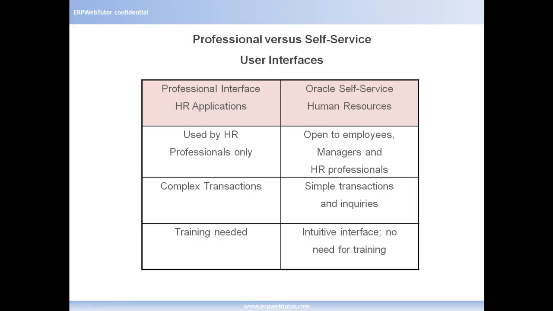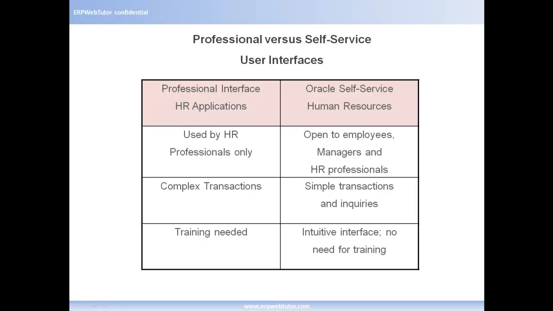Now, let's see. Of course, when you have self-service HR, you have your core HR, which is the professional interface HR applications, and then on the side you have Oracle self-service human resources. Now, the professional interface, of course, doesn't have any approval. It's entry and save, so it's mostly used by the HR professionals, whereas the self-service is open to employees, managers, and HR professionals. And the professional interface has got complex transactions, and the self-service human resources has got simple transactions.